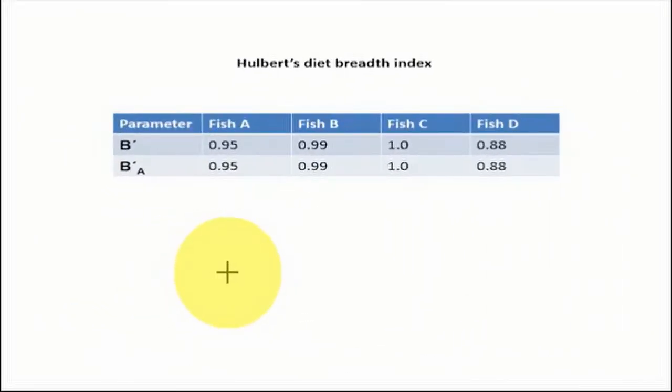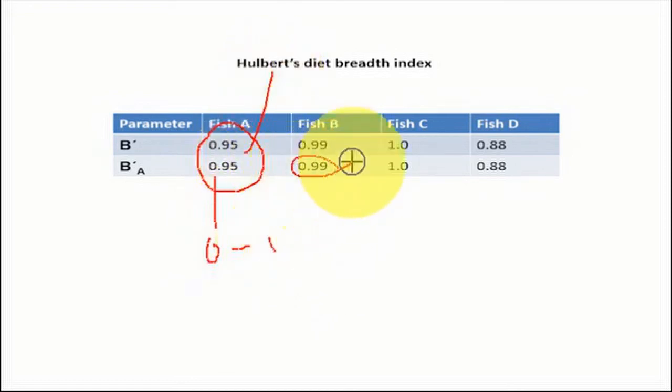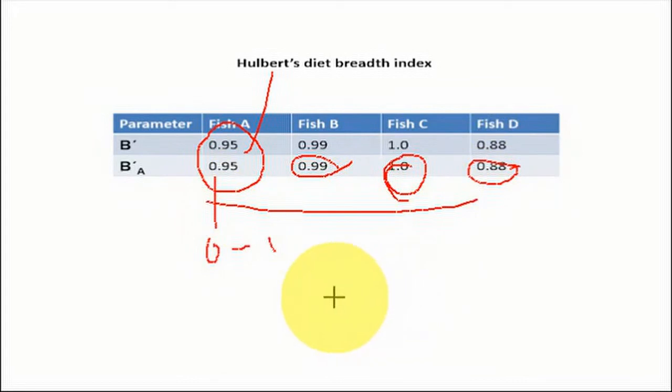So Halvard diet breadth index, if we compare, you can see the numbers. Fish A, it is within the scale 0 to 1. First one is without the scale. So fish B you can see, and fish C is a very idealistic position, and fish D it is 0.88. Although it is not exactly showing the lowest number, it is still comparatively smaller than the rest of the fishes.